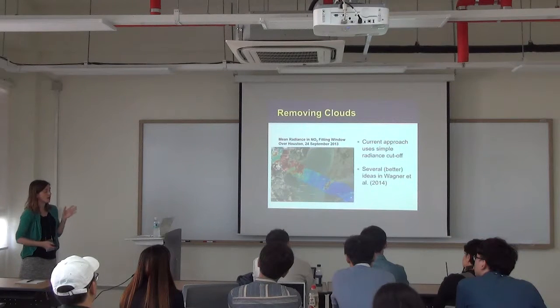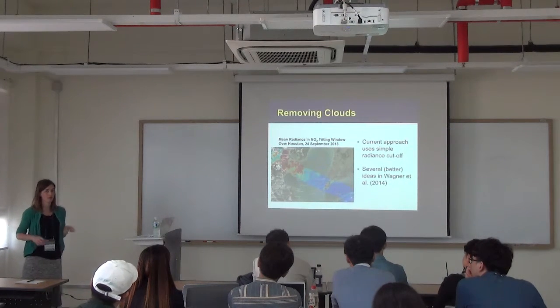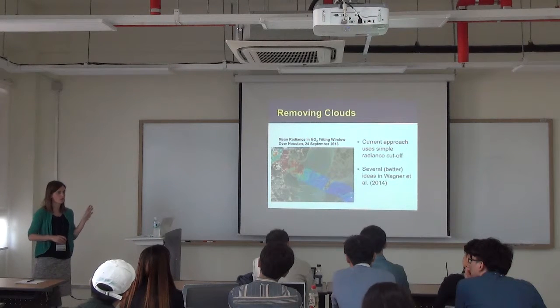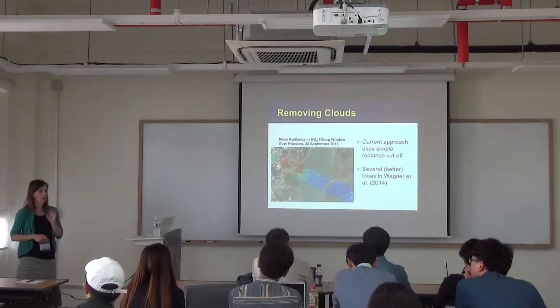But the way I take out the clouds right now is very simple. I just use a cutoff radius. I say if it's over this amount for this particular flight, I'm just going to throw out that pixel, and I throw out the pixels just on that cutoff. But there are better ways to do it.